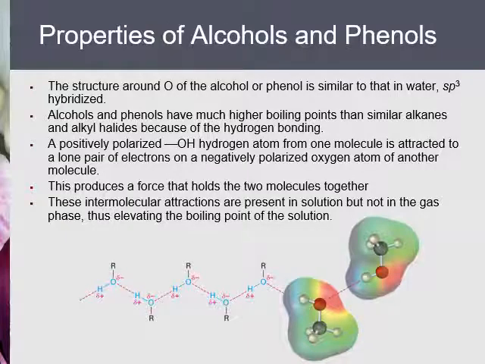Similar to water, alcohols and phenols contain a polarized oxygen-hydrogen bond. Oxygen is partially negative, hydrogen partially positive. This partially negative oxygen and partially positive hydrogen form hydrogen bonds between adjacent molecules. And because of this hydrogen bonding, alcohols and phenols have much higher boiling points than similar alkanes.